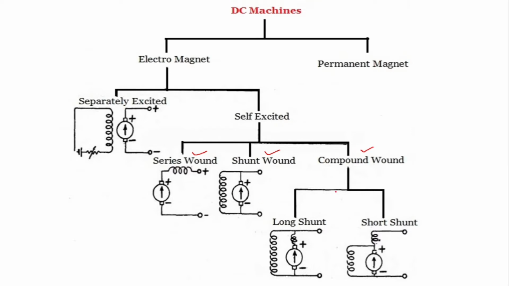We all know the difference between all these. Now, if I consider the compound wound DC motor, it is further categorized as the long shunt and the short shunt DC motors, wherein the series wound has the armature and the field winding in series with each other, and the shunt wound motor has the armature and field connected in parallel to each other. The compound is the combination of series and parallel connection. So it is known as a compound wound motor.